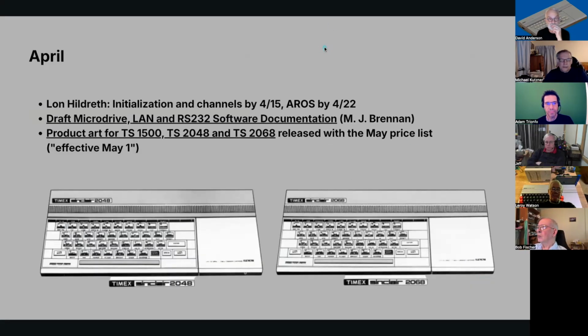But by April, Lon Hildreth, who was hired in late January, had started working on ROM code for the 2060 or 2068. Again, that thing I was talking about earlier, that when you turn the computer on, it has to find out what its features are, whether there's a cartridge inside, whether it's attached to a bus expansion unit.